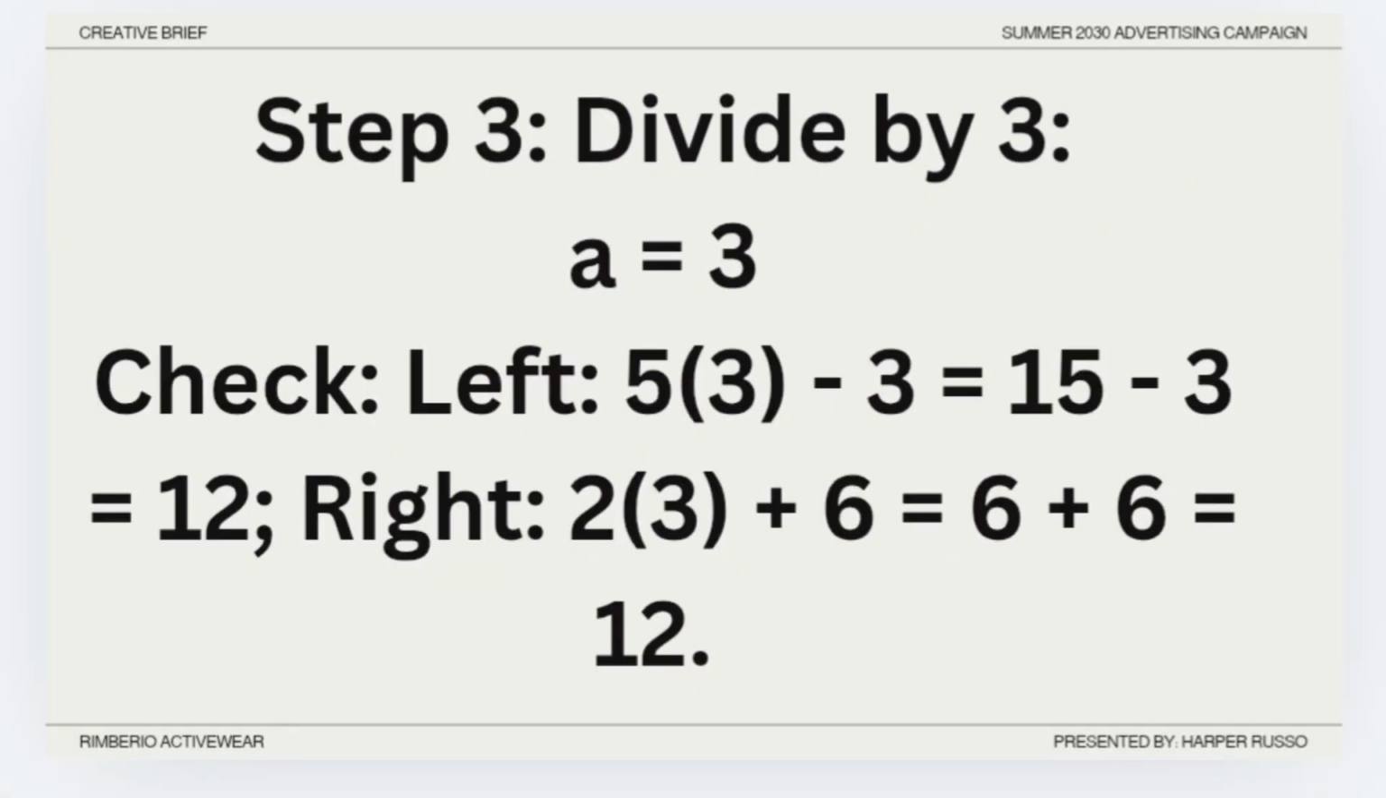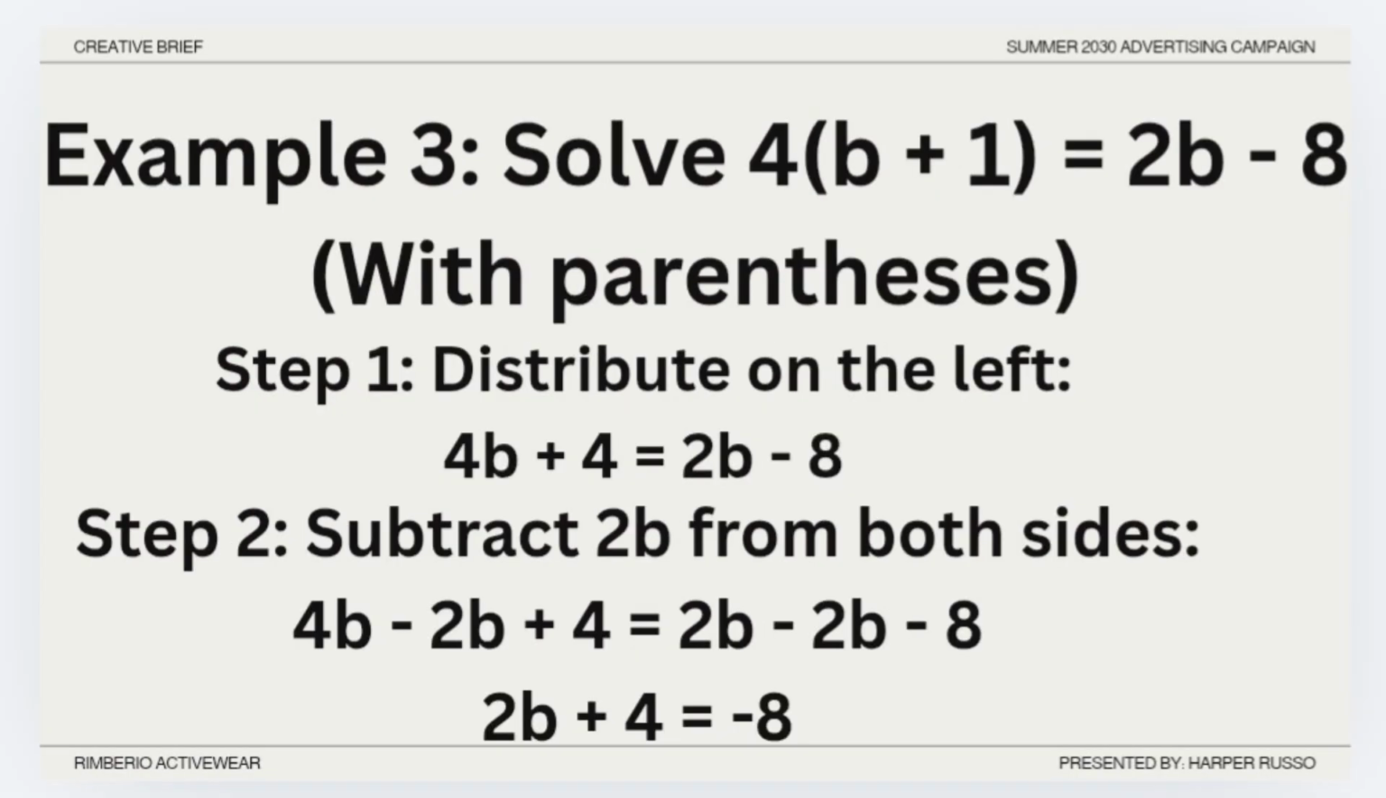Step 3, or the last step, divide both sides by 3. So a = 3. Then check the result by substituting 3 in place of a. So 5 times 3 - 3 = 15 - 3. Then finally 12. The answer is right. 2 times 3 + 6 = 6 + 6. Finally 12. Good.